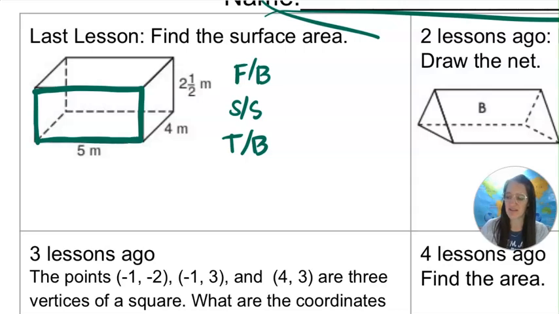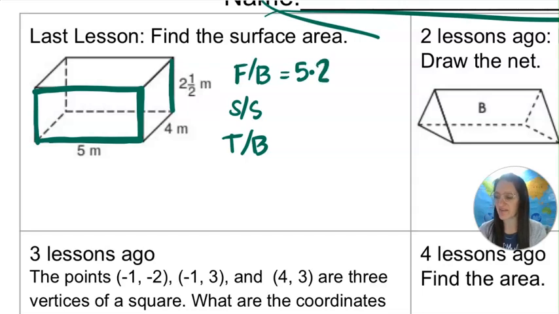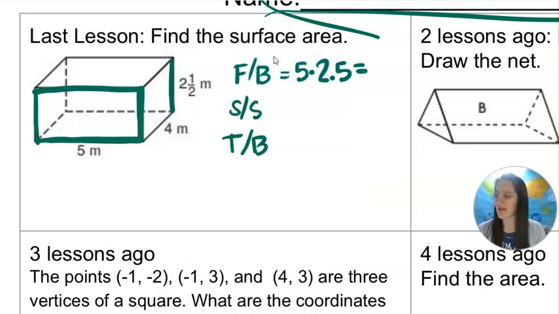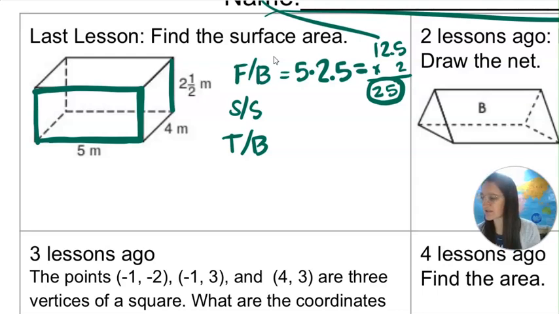Okay, so this right here is 5, and these are all base times height, right? So I can just go 5 times, what is my height right here? Well, it's the exact same distance as that right there. So I'm going 5 times 2.5, which gives me 12.5. That makes sense to me. But remember I have a front and a back, so I'm going to times that by 2, and I'm going to get 25. So my front and my back together are 25 square centimeters, okay?